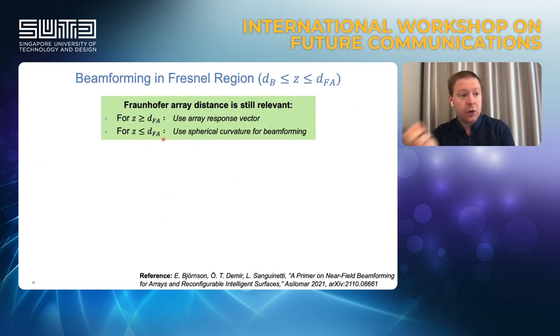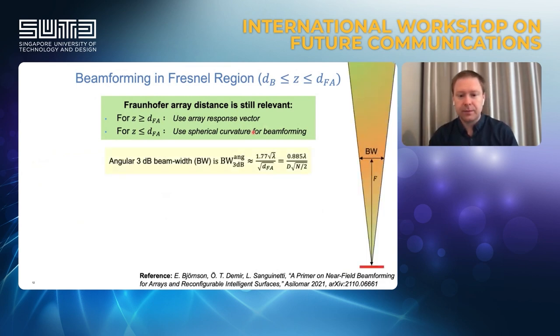Well, what I showed in the previous slide was that between the Björnson distance and the Fraunhofer array distance, we can get the same gain as in the far field, but we need to pay attention to how we achieve it. We need to use the spherical curvature to do the beamforming properly. And with codebooks in 5G, you won't do that. But if you are using uplink pilots and estimate the signals, for example all the phases, then you will do this automatically. And here is where the interesting thing starts to happen.